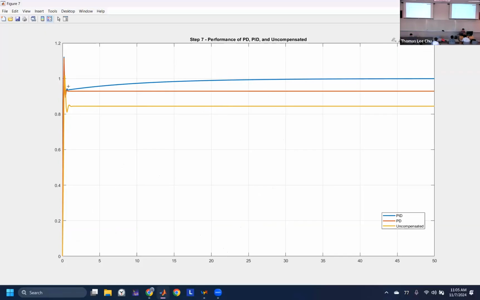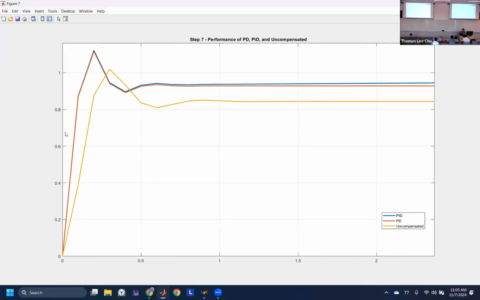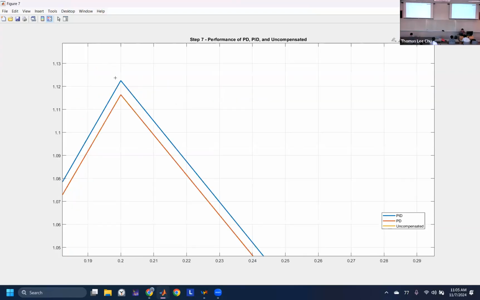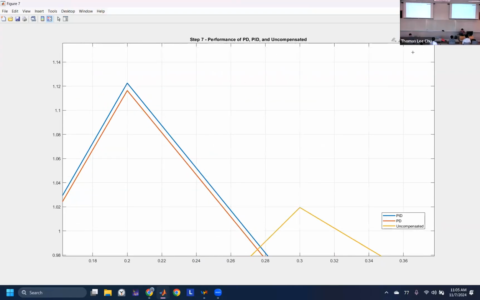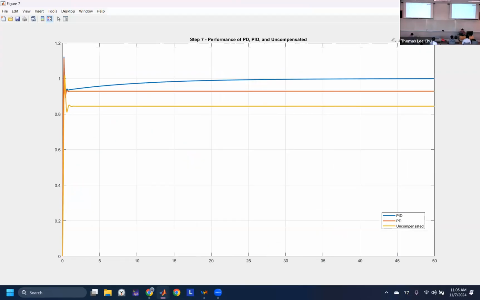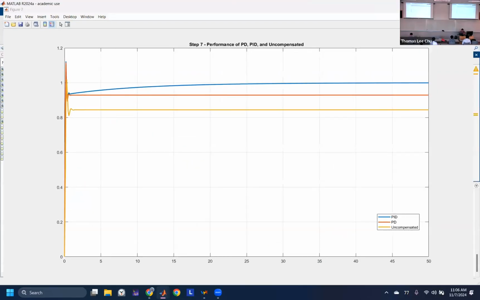Now, if I were to zoom into this section here, you can see that my peak times for the PID and the PD are very similar compared to the uncompensated system. The PID system might actually have a slightly slow. Oh, actually, they are identical. All right. Well, never mind. We're good. It looks very jaggedy. I wonder why.